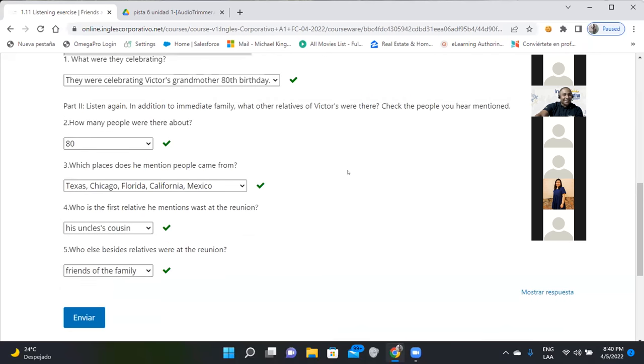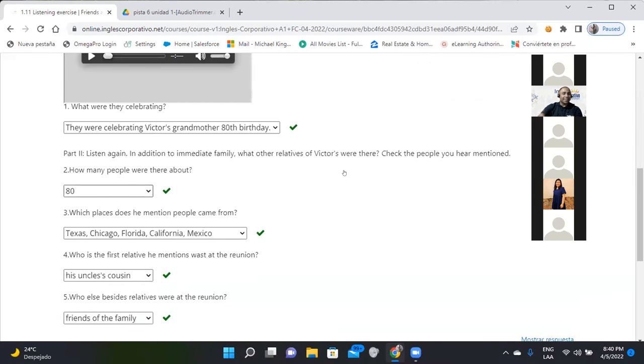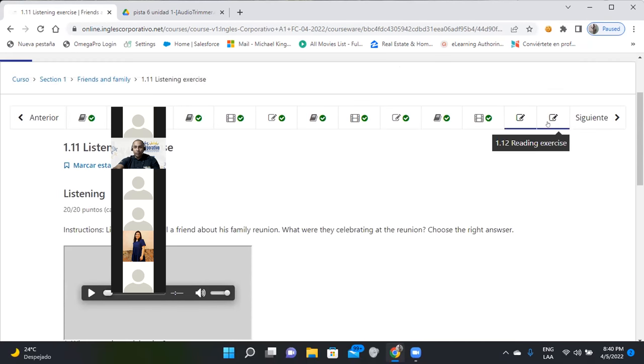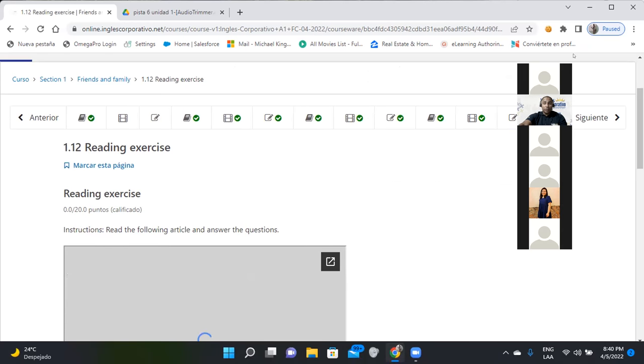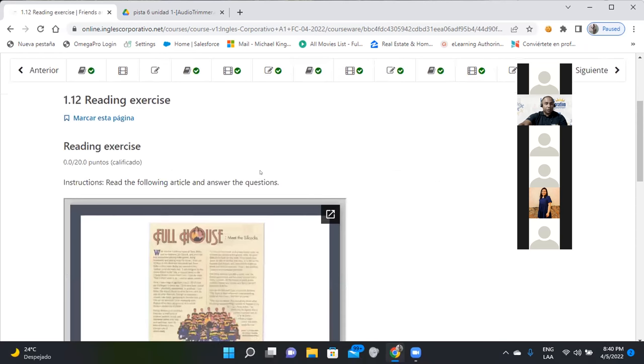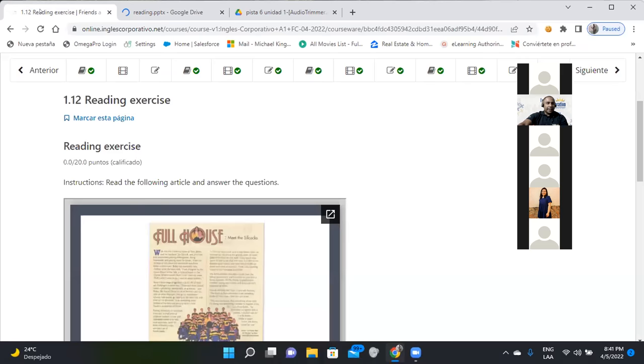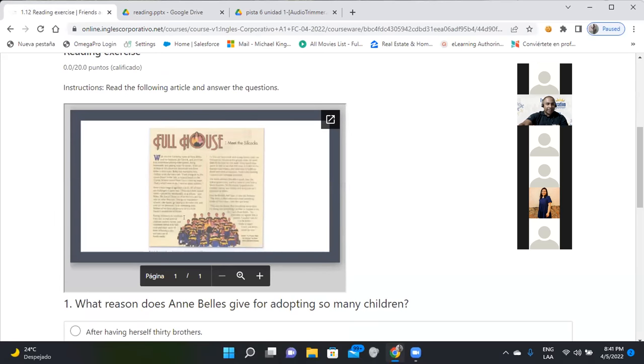All right. Any questions related to this activity? No, teach. All right, let's move forward then. We're going to do the last activity for section one. So yes, we are going to start section two today. For this activity, we are going to be looking at this reading exercise.